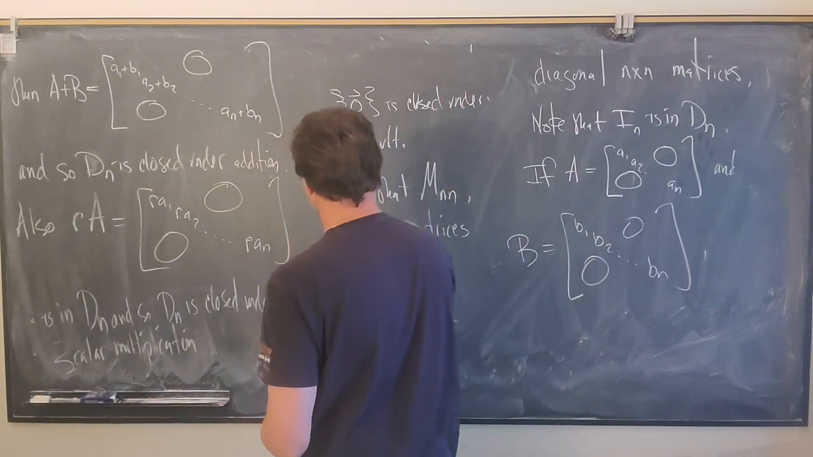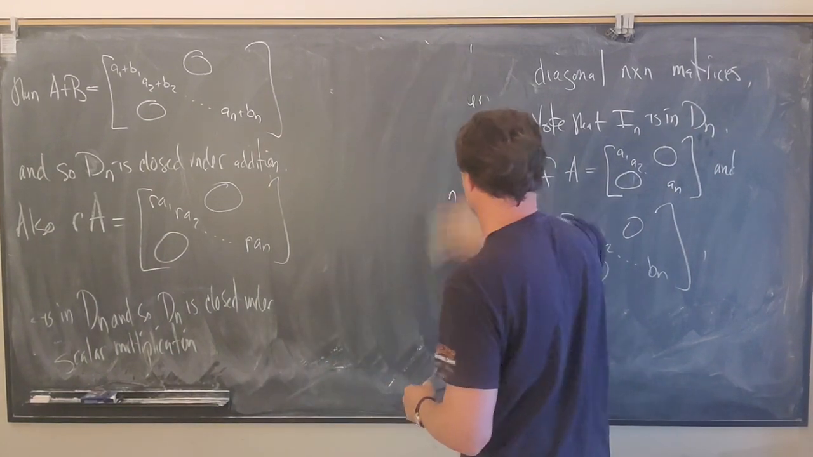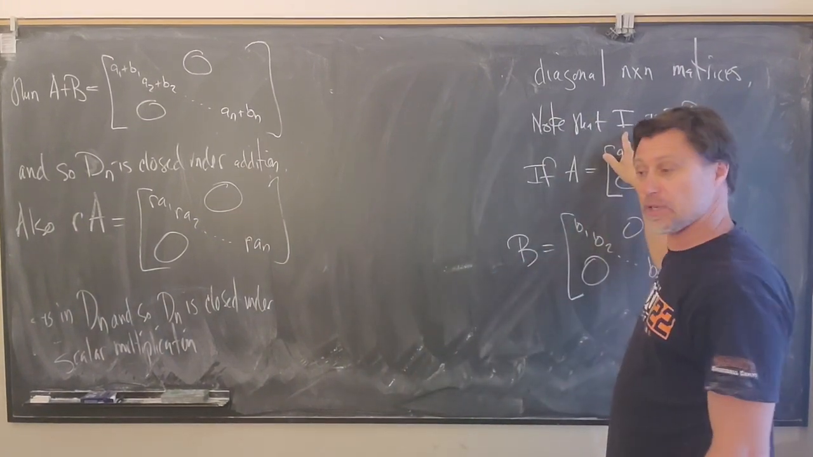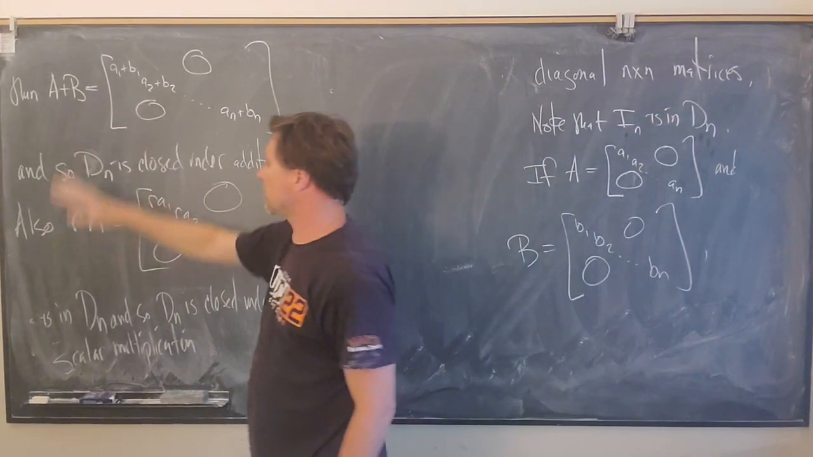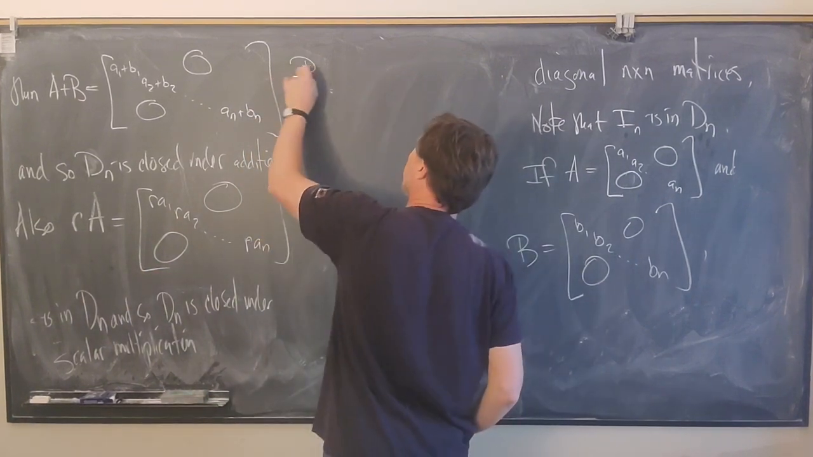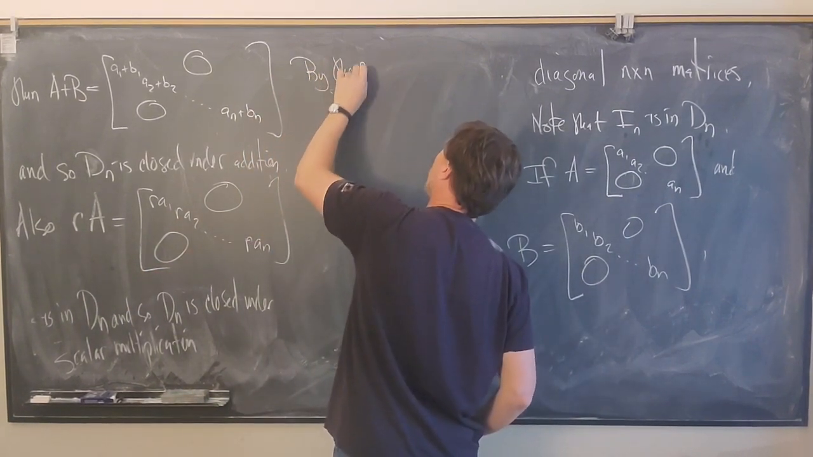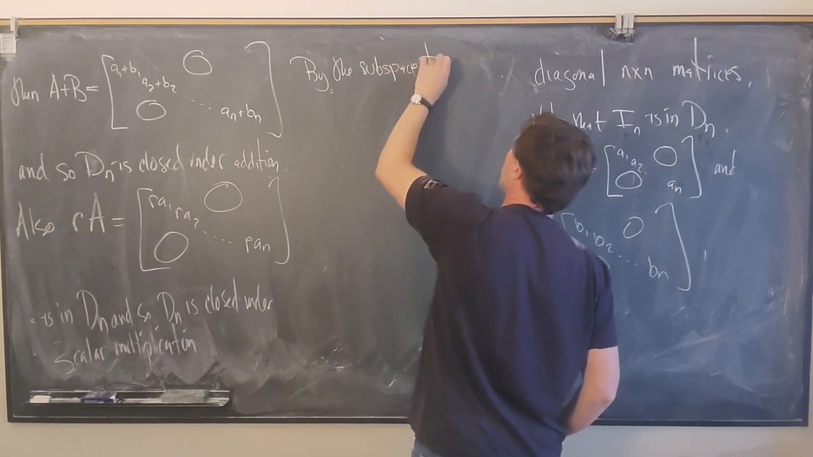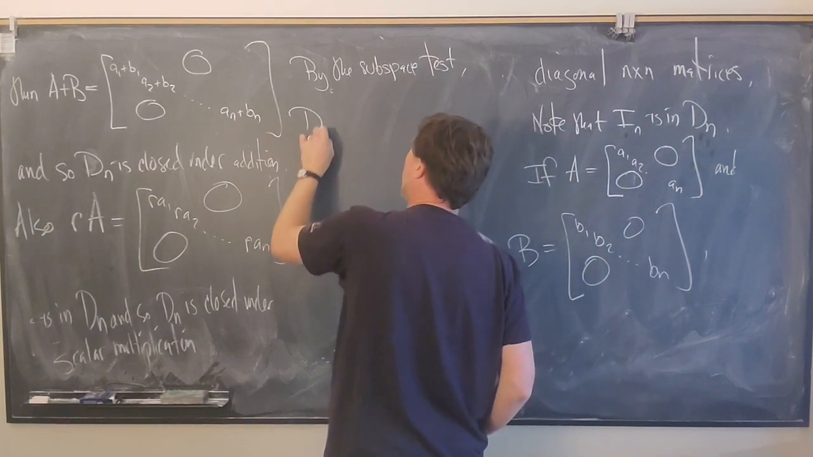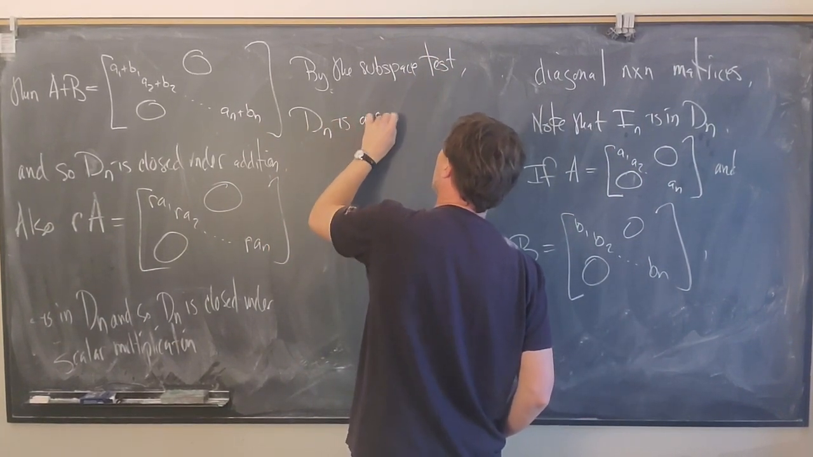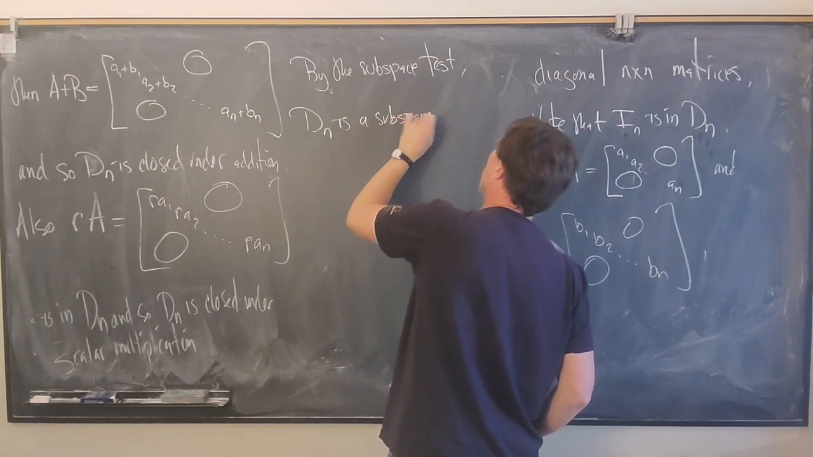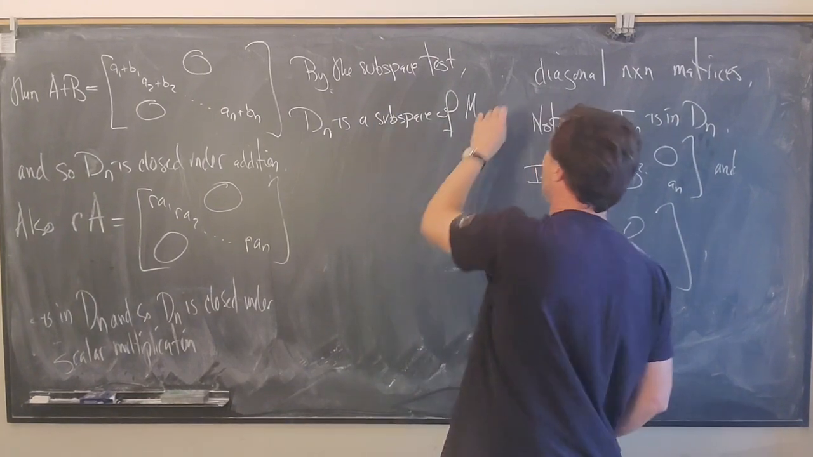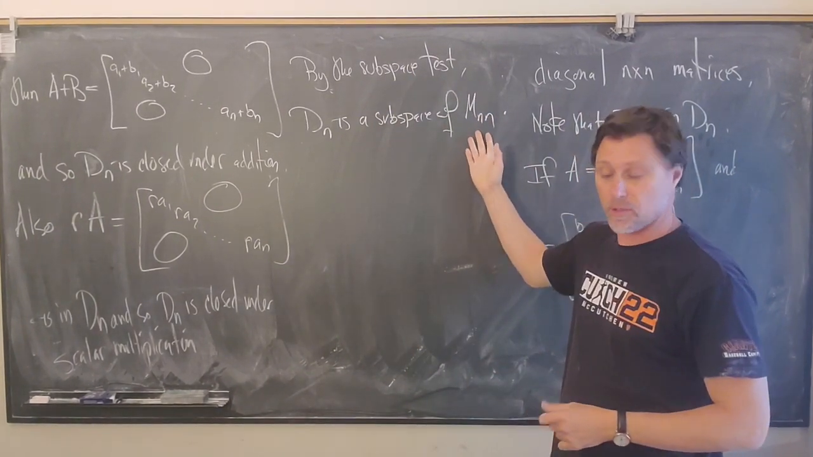And now we can write our conclusion. Dn has at least one object in it. It's closed under addition. It's closed under scalar multiplication. So by the subspace test, Dn is a subspace of M sub n n, right? The set of all, or the vector space consisting of all n by n matrices.